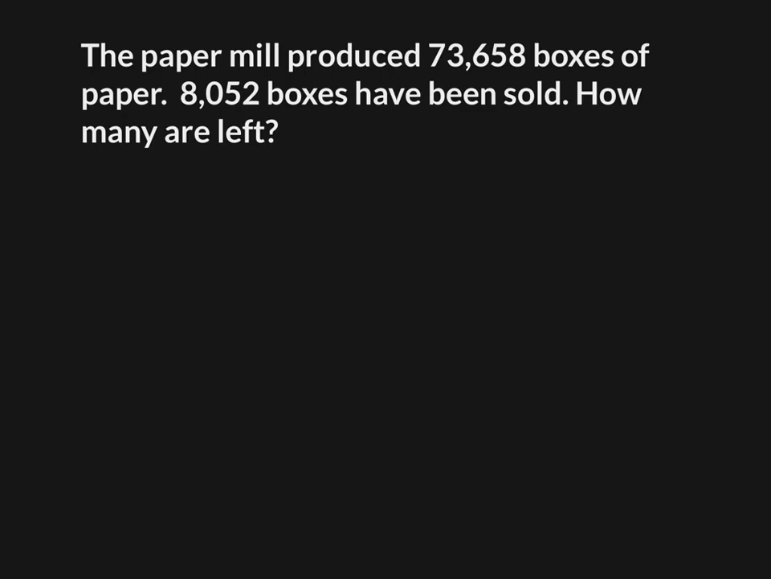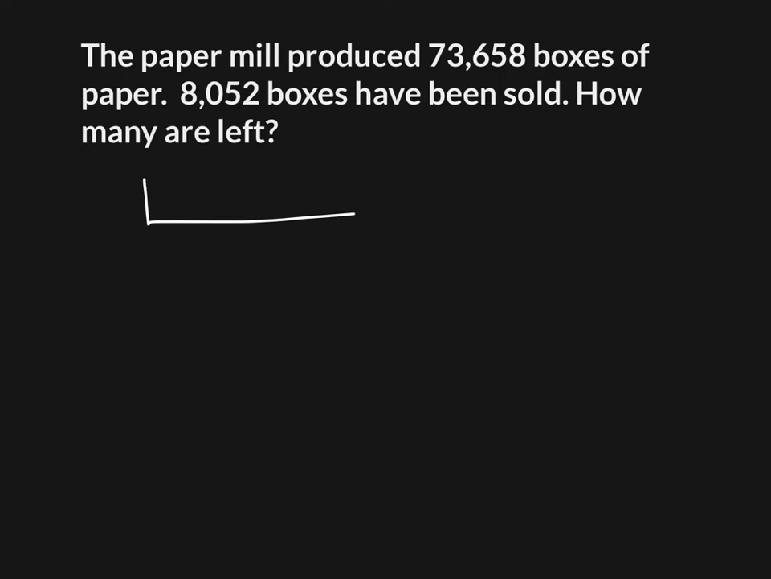Now we're going to take a look at this within the context of a story problem. The paper mill produced 73,658 boxes of paper. 8,052 boxes have been sold. How many are left? Now, I know that this is a subtraction problem because they're talking about the difference between the total amount they started with and then what's left in the factory.